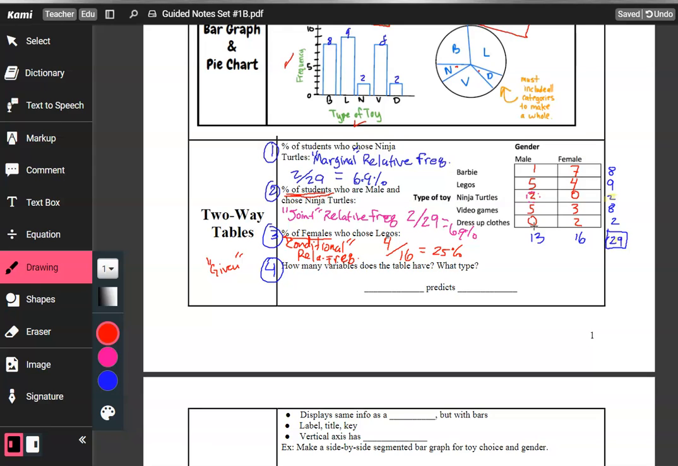Okay. And finally, number 4, how many variables does the table have? And what type? It has 2 variables, which are categorical. Okay, as mentioned in the beginning, we're working with categorical variables. Barbies are a category, and the gender is a category.